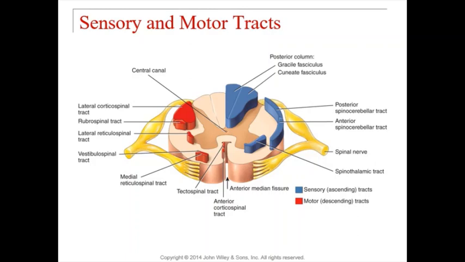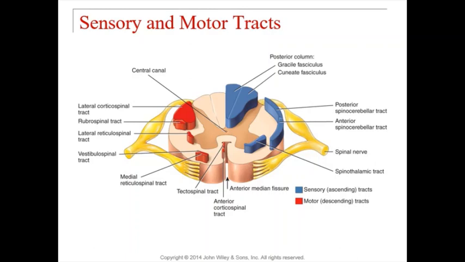Let's start off with the sensory tracts in blue. For example, towards the back of the spinal cord, the posterior part, where there's no deep groove, there's something called the posterior columns. We break up the posterior columns into two segments: the gracile fasciculus and the cuneate fasciculus. But I'm just going to mention them as a whole, called the posterior columns. So know it as the posterior columns.